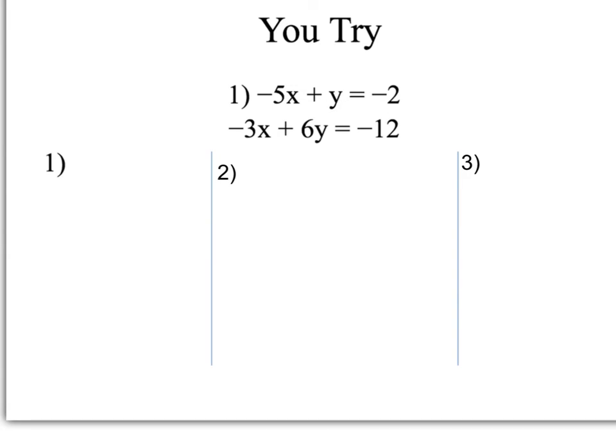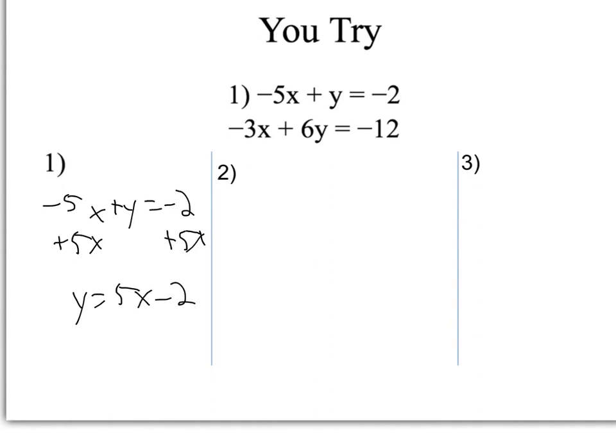Go ahead and pause the video and do the try yourself. So the easiest variable to solve for would be in the first equation, and you'd want to solve for y. So you would add 5x to both sides and get y equals 5x minus 2. Then we want to use our second equation, but instead of writing in y, I want to replace y with 5x minus 2.